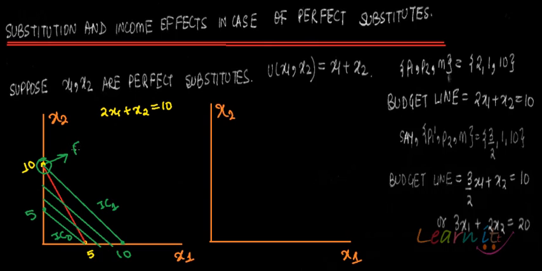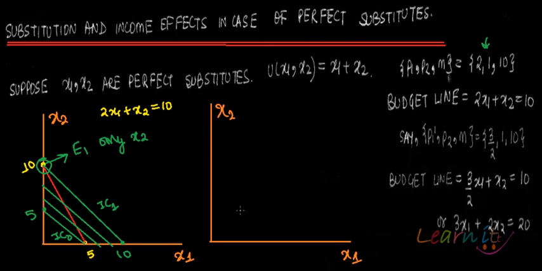So this is my consumption point, say this is E1, and I'm consuming only X2. It should be very intuitive, because the price of X2 is lower here, 2, 1. So I'll be buying only X2. I won't be buying anything of X1, because this is the case of perfect substitutes. Clear? Okay, so far so good.